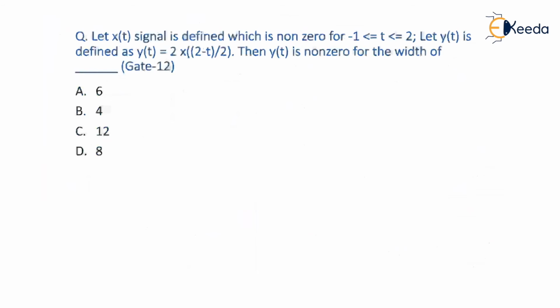So the next question says, let x of t be a signal which is non-zero when t is lying between -1 to 2. y of t is defined as, again as you can see, y of t is given in terms of x of t. It means x of t is a parent and y of t is a child, because y of t is derived from x of t. So x of t is the original signal. Then they are asking you when y of t is non-zero for the width of.